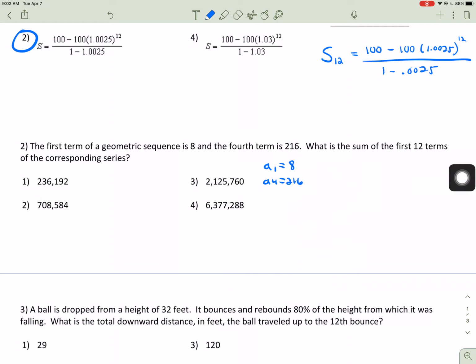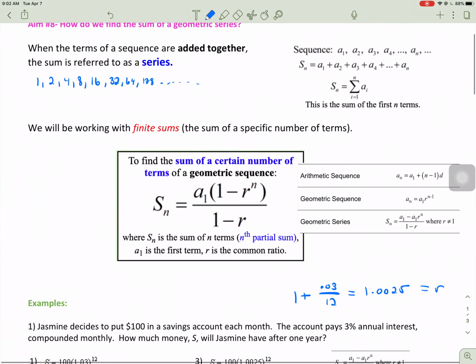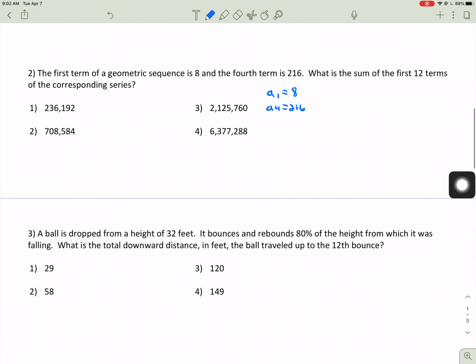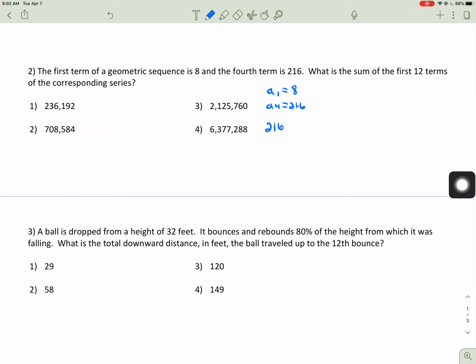If you could do it by hand, that's fine, but I'm just going to use the formula that we have up here for a geometric sequence. So I'm going to say 216 equals the initial times the rate to the n minus 1. Well, what is n here? 4. It's the fourth term. And I could just use this and solve. So you get 216 equals 8 times r cubed.